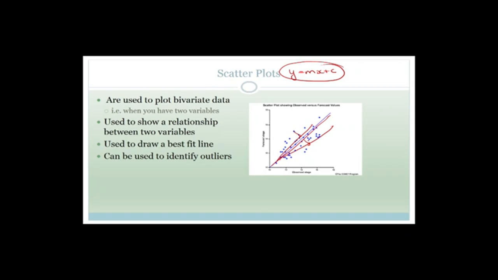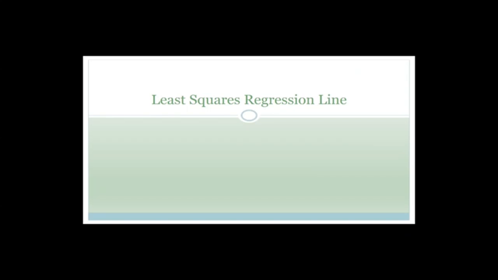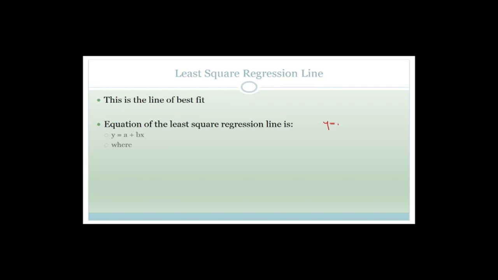So there's a mathematical way to work out where the line of best fit is, and it's called the least squares regression line. The equation of the least squares regression line looks horrible, but it isn't at all. This is a straight line: y is equal to a plus bx. Normally a straight line is y is equal to mx plus c, but here a and b are special. a is your y-intercept and b is your gradient. First of all, remember, outliers are excluded from the calculation.